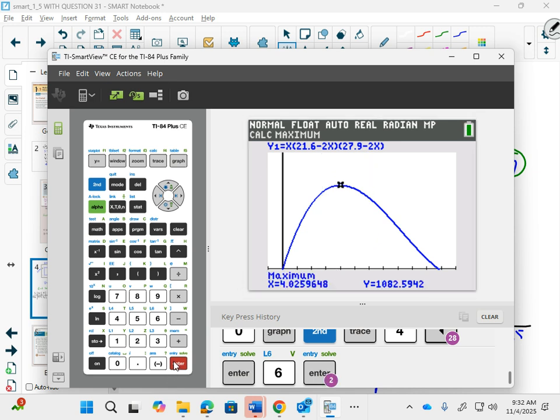Then push enter again, and it was actually 4.026 and 1,082.5942. So if your volume was higher than the 1,082, you just made a measurement error, because that is the maximum jewelry box size that's possible. So again, it's kind of interesting.